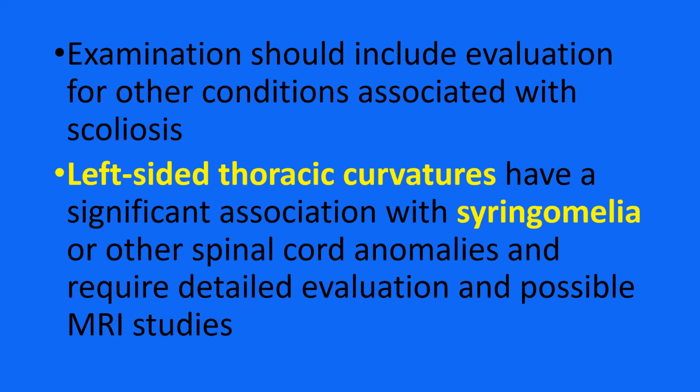Left-sided thoracic curvatures have a significant association with syringomyelia. We know that the curve is mostly on the right side, meaning that the convexity is on the right side. You have to pay attention to this. You have to know how to do the Cobb measurement. These are important. You have to know how to tell the difference between a primary and a secondary curve. These are points. That's what we want you to know.